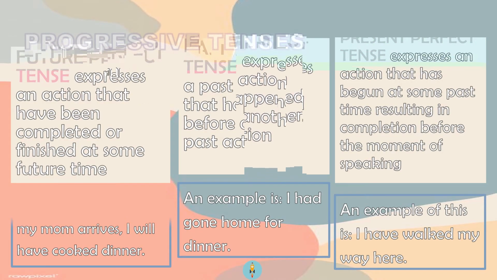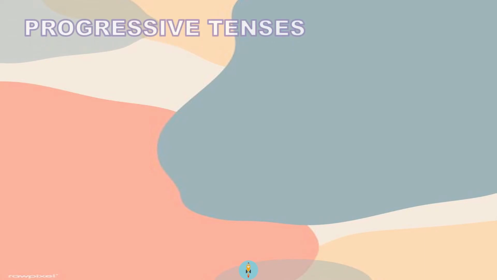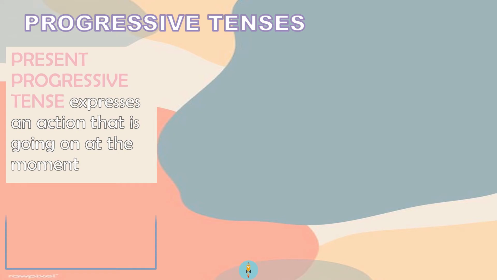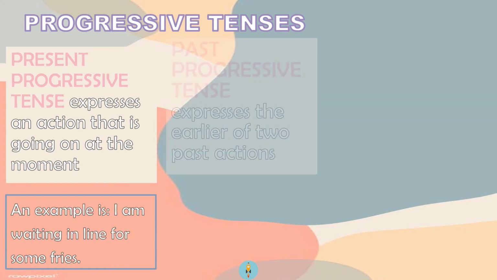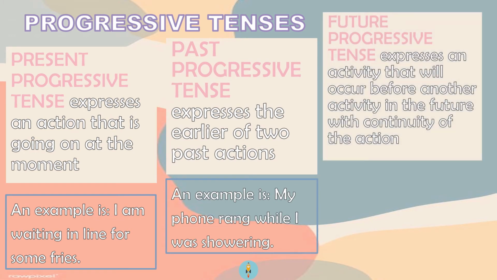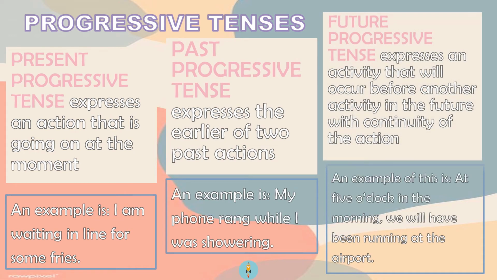Finally, let's talk about progressive tenses. Present progressive tense expresses an action that is going on at the moment. Past progressive tense expresses the earlier of two past actions. Future progressive tense expresses an activity that will occur before another activity in the future without continuity of the action.